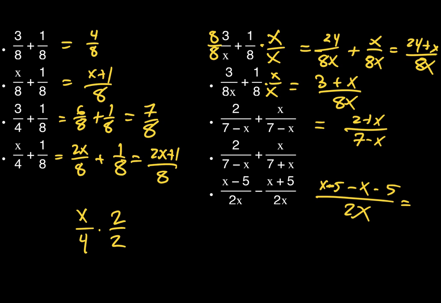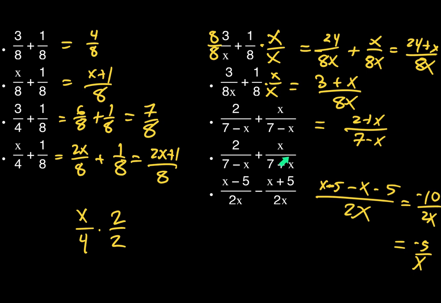X minus x is nothing. Negative 5 minus 5 is negative 10 over 2x. That can reduce to negative 5 over x, because the 2 can divide into the 10. Again, they're only multiplying. That's why I can do that.